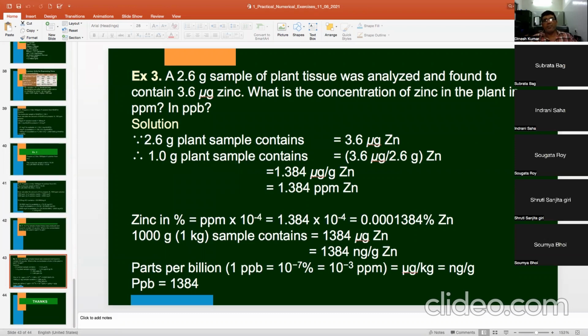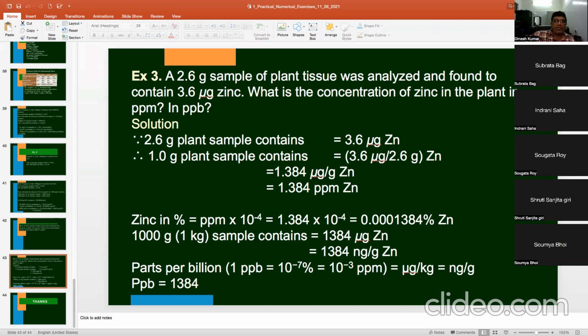A 2.6 gram sample of plant tissue was analyzed and found to contain 3.6 microgram zinc. What is the concentration of zinc in the plant in ppm, ppb? So you know the weight of the sample was 2.6 gram. In this 2.6 gram, 3.6 microgram zinc was there. So 1 gram will contain 3.6 microgram by 2.6 gram zinc. So it is calculated as 1.384 microgram per gram zinc. So you can write it in ppm as 1.384 ppm zinc.